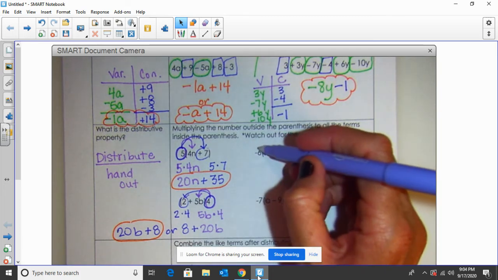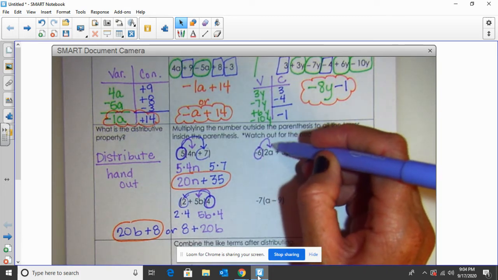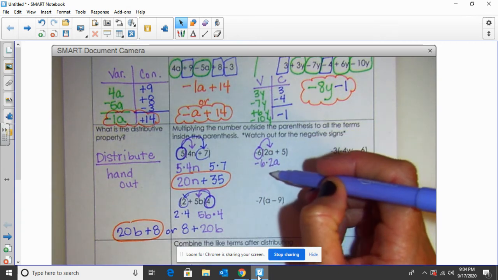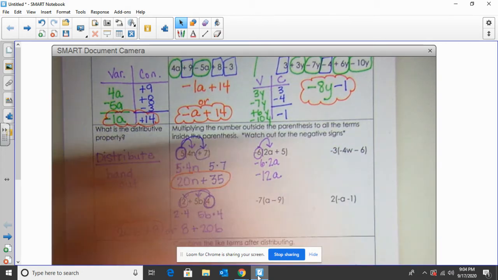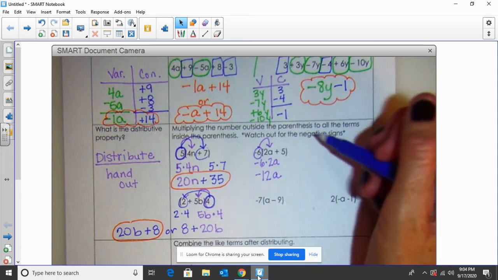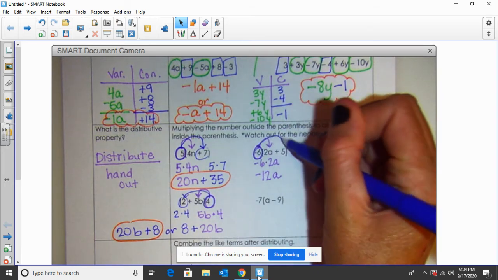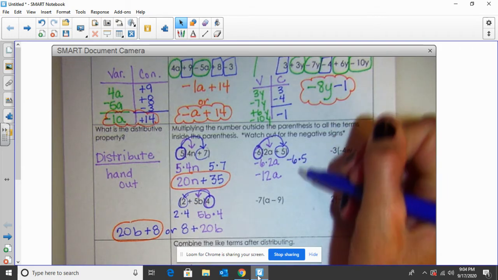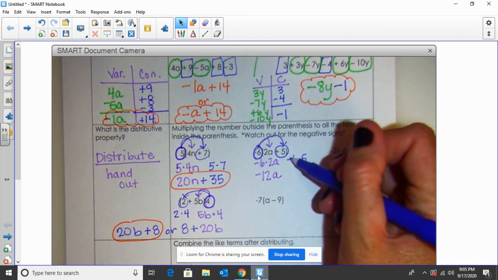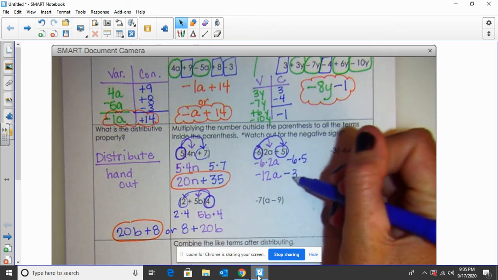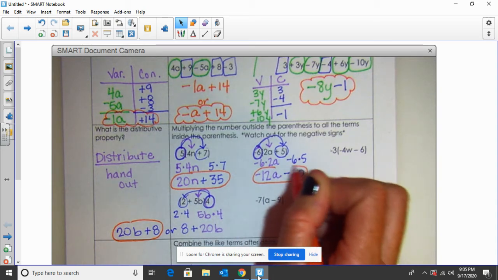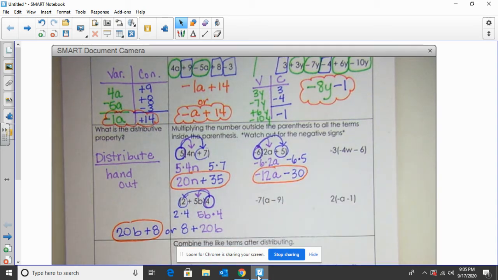In this situation, the -6 is on the outside. So -6 times 2a, well, -6 times 2 in my calculator gives me -12, and I keep my variable. Next, I have to do -6 times +5, because remember, I have to distribute to everybody. So -6 times +5, when I type that in, -6 times 5 gives me a -30. My problem now says -12a minus 30.